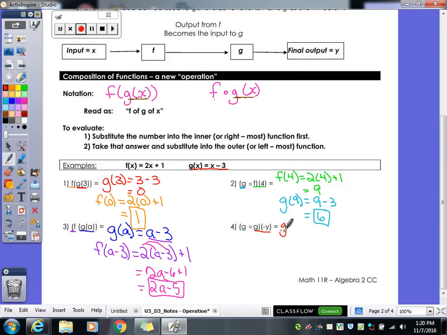So here, we got to plug our negative y in for our x first. So I get negative y minus 3. Can I simplify that any further? No. So now I'm going to take that, negative y minus 3, and plug it into the g function again. So it's negative y minus 3 minus 3. Which, when we combine our like terms, what do we get? Negative y minus 6.